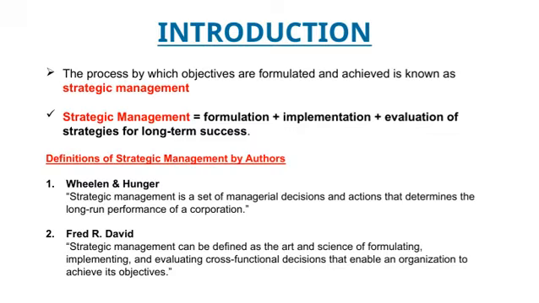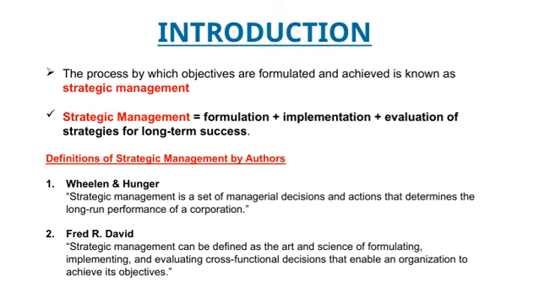Now, let's take a closer look at what strategic management actually is. Essentially, it's the process through which organizations set their objectives and work towards achieving them. This process involves three main components: formulation, implementation, and evaluation of strategies. When these elements come together effectively, they help ensure long-term success for the organization.